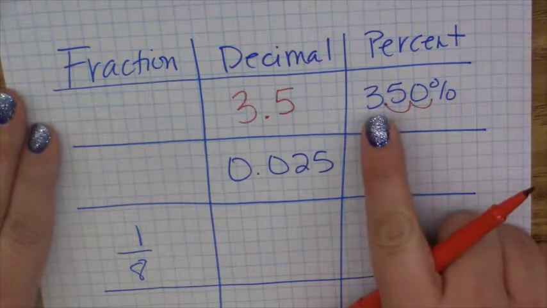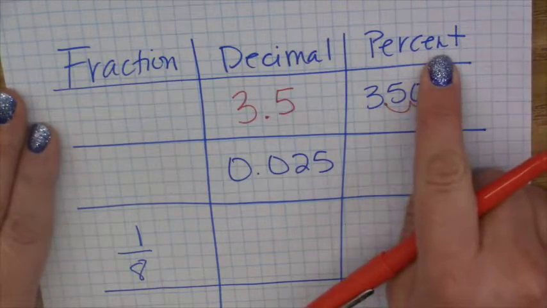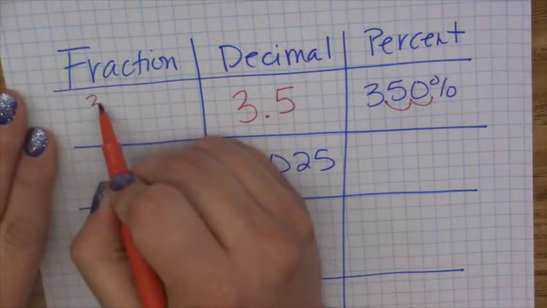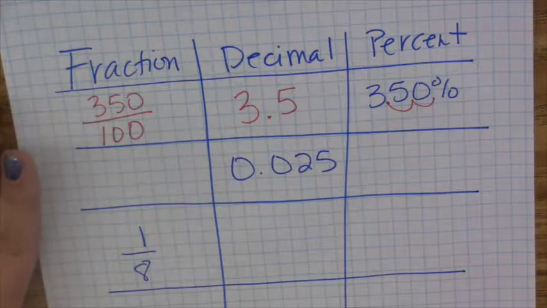If I go back to my percent, I have 350%. Remember, percent means per 100. So my fraction would be 350 over 100.